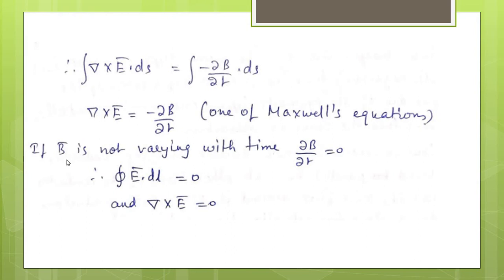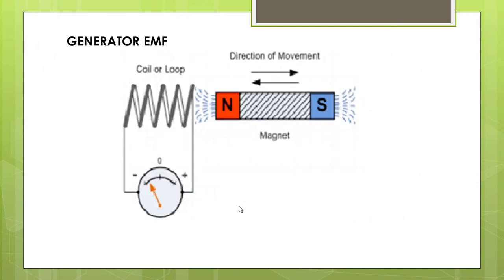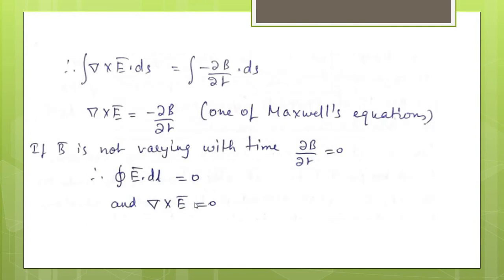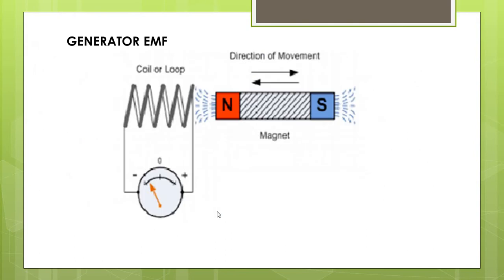Now if the magnetic field is not varying with time, then dou B by dou t is equal to 0. Therefore closed integral of E dot dl is equal to 0 and del cross E is also equal to 0. So these are the equations for the transformer EMF. Next we will see the generator EMF.